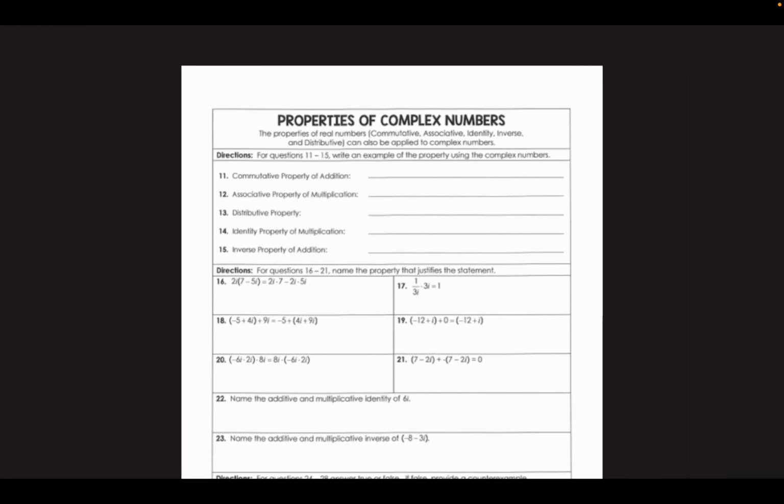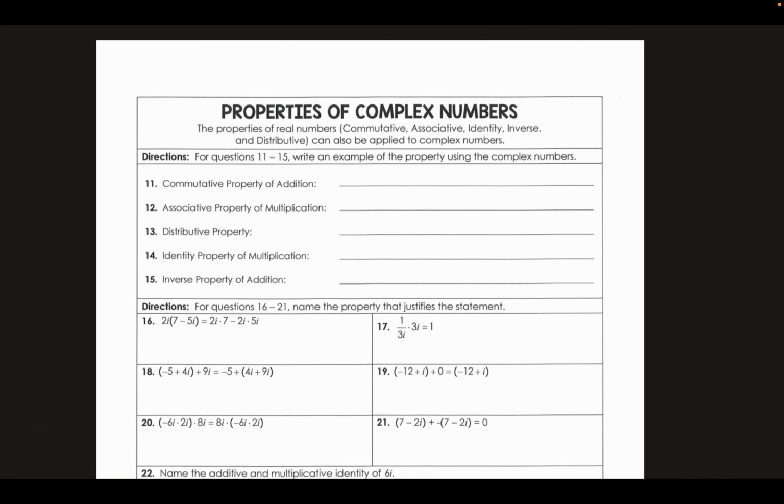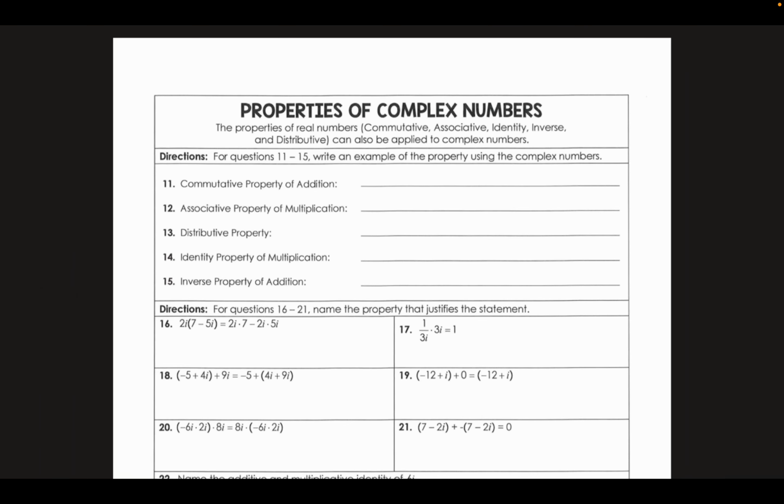Now let's talk about some properties of complex numbers. The properties of real numbers, such as the commutative, associative, identity, additive and multiplicative identity, additive and multiplicative inverse, and distributive, can also be applied to complex numbers. They're true for all numbers in this set as well as the sets before it, such as rational, real, you name it. So we're supposed to write an example of the property using complex numbers.